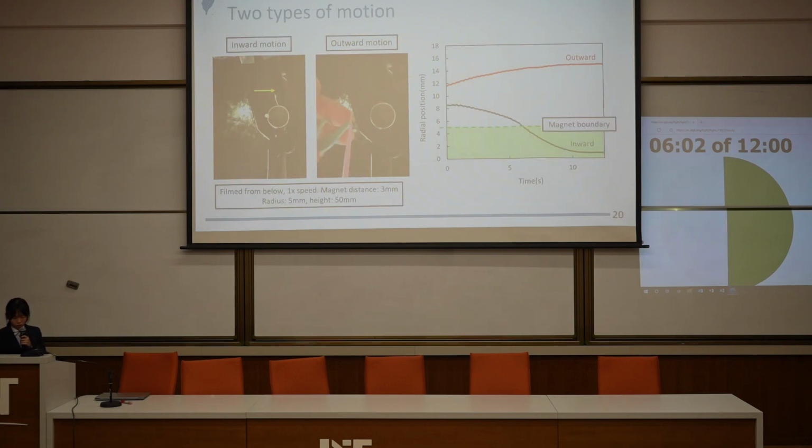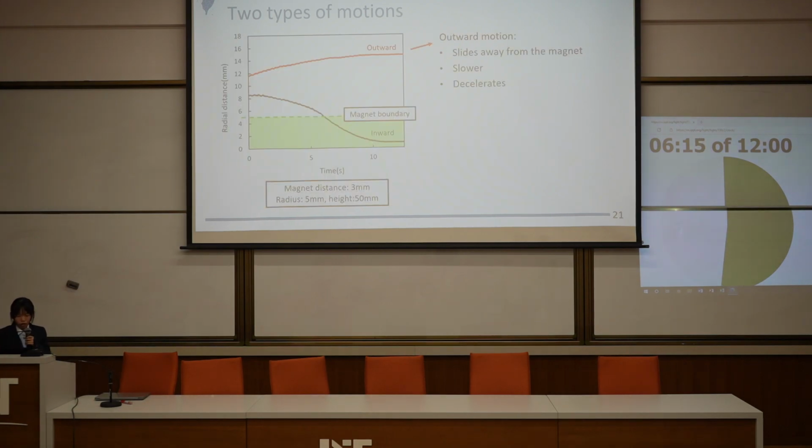So we can now look at the two types of motion. During the inward motion, the particles just move in, while in the outward motion, the particle will be pushed away by the magnets, as you can see in the video. In the outward motion, the particle slides away from the magnet and generally decelerates, and in the inward motion the particle accelerates towards the magnet and decelerates when it is below the magnet. So they are still quite different motions. We're going to talk about what caused these motions.